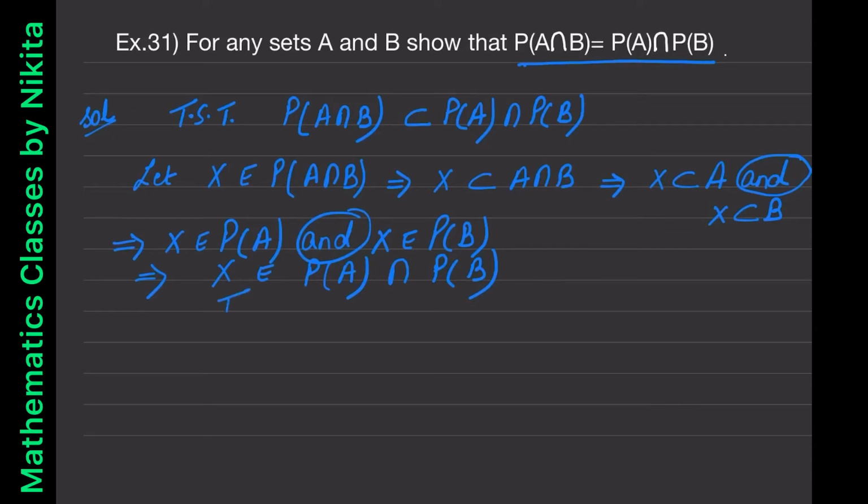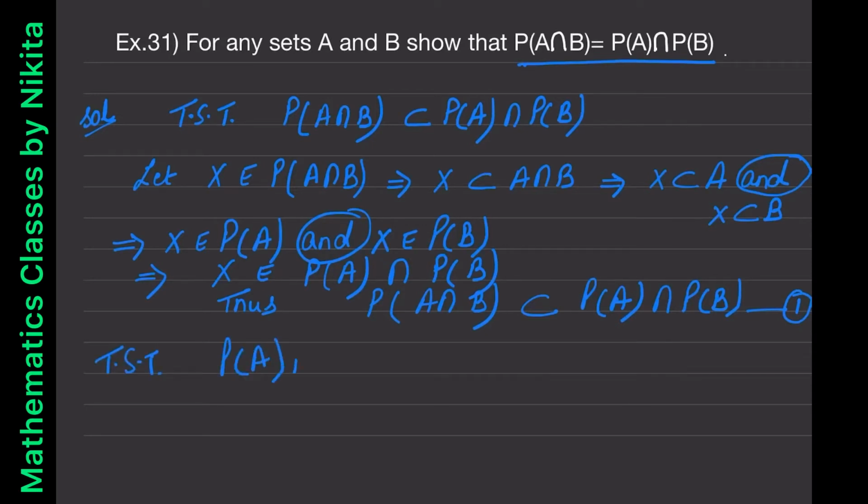So thus power set of A intersection B is contained in power set of A intersection power set of B. Mark this as 1. Now next we will show that power set of A intersection power set of B is contained in power set of A intersection B.